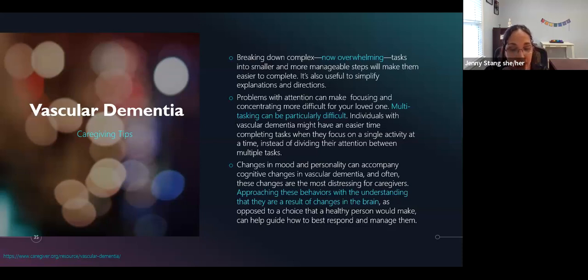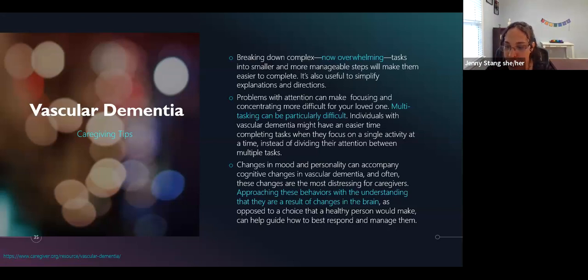Breaking down complex, now overwhelming tasks into smaller and more manageable steps will make them easier to complete. Okay, so keep that in mind, where before you could just say, honey, I need you to do A, B, C, and D. Okay, well, honey might not be able to understand A, B, C, and D anymore. So you might just need to give them A.